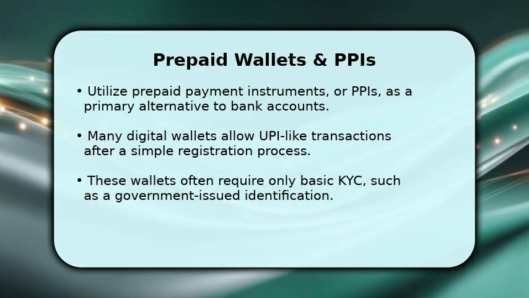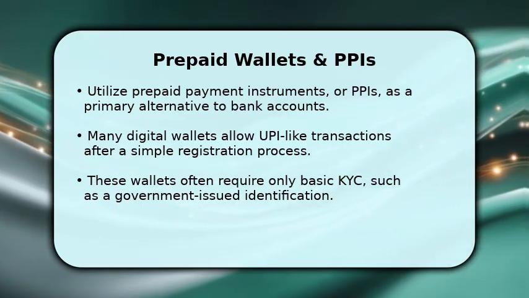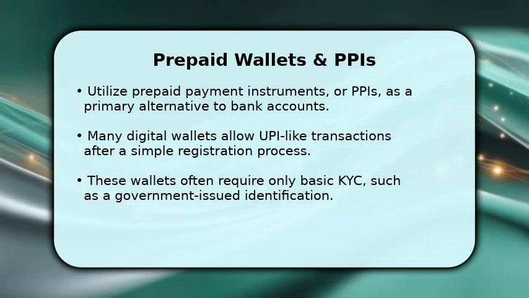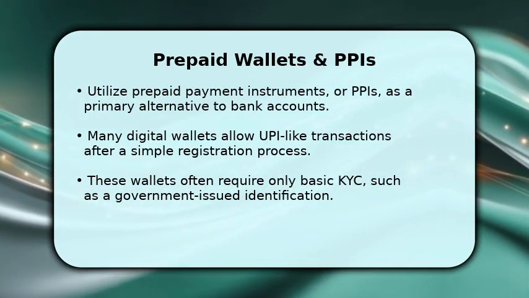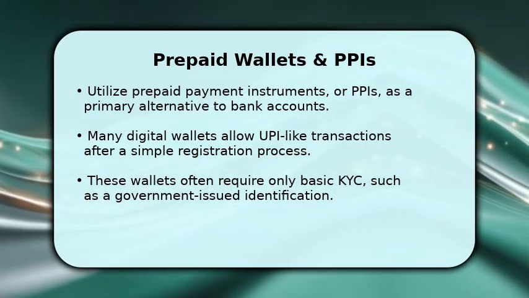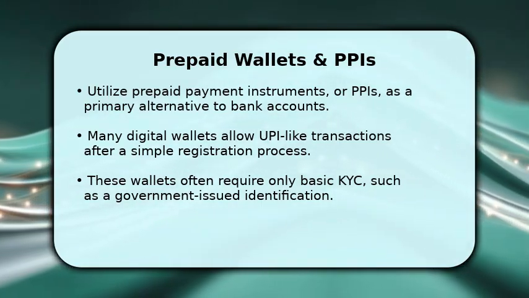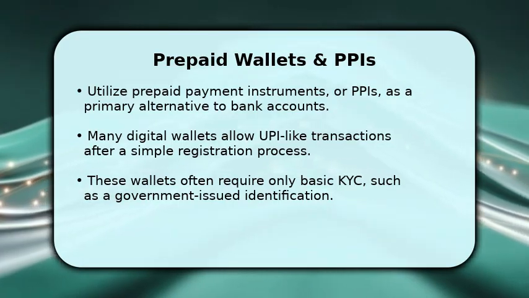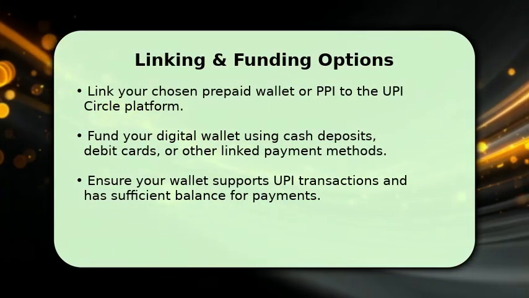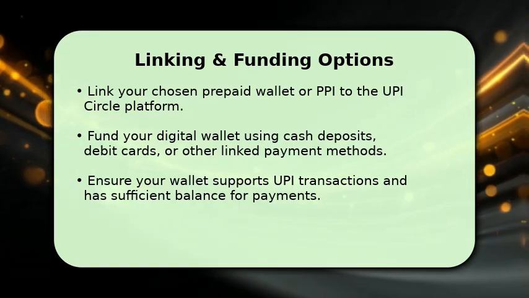One of the most effective ways to use UPI Circle without a direct bank account is through prepaid payment instruments, commonly known as PPIs. These include various digital wallets that offer UPI-like functionality. After a straightforward registration process, you can load funds into these wallets. Many of these services only require basic Know Your Customer, or KYC, verification, typically involving a government-issued identification document, making them widely accessible. Once you have selected a suitable prepaid wallet or PPI, the next step is to link it to the UPI Circle platform.